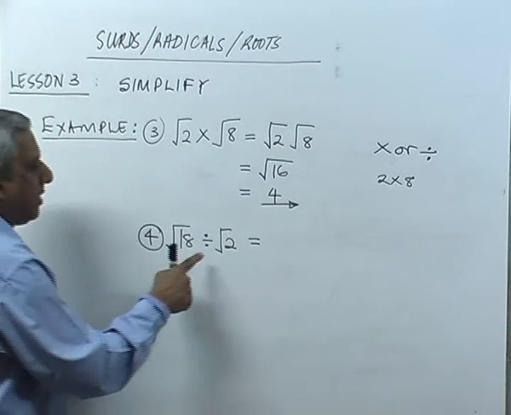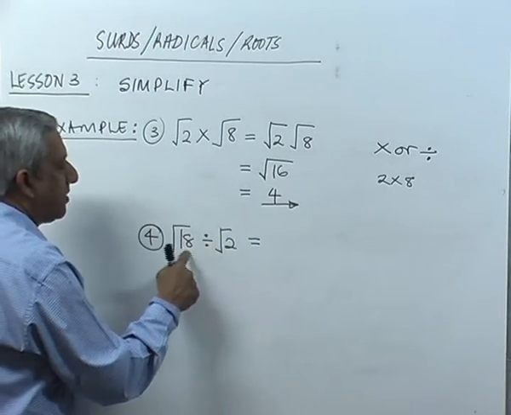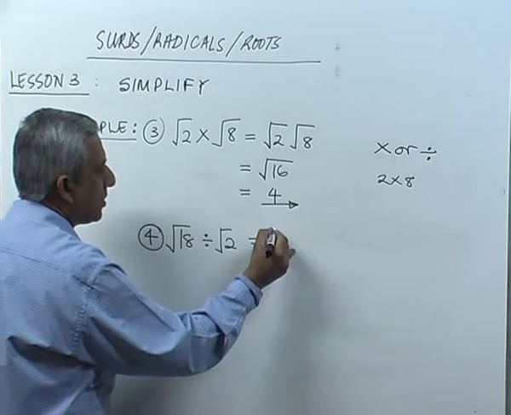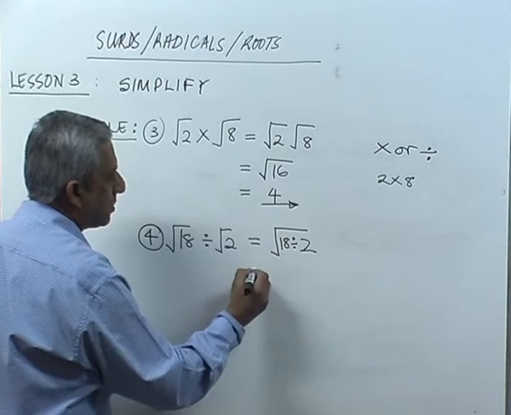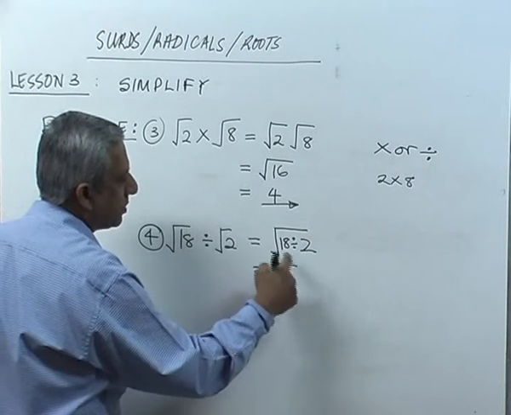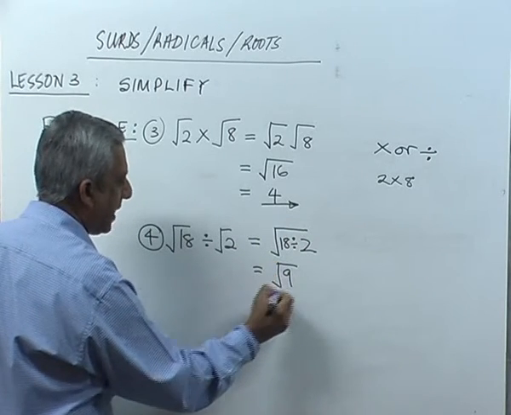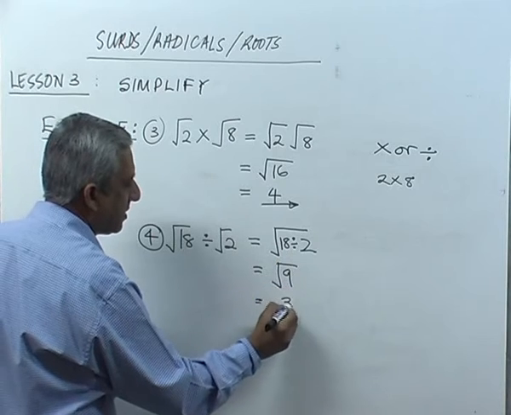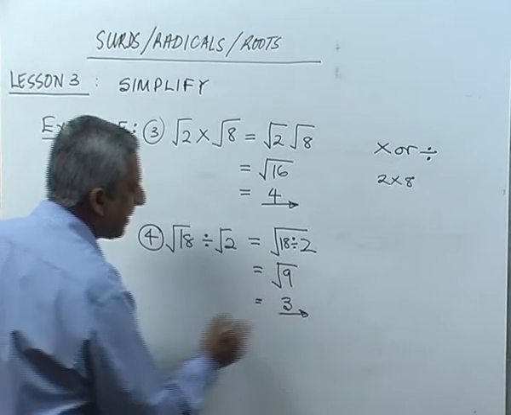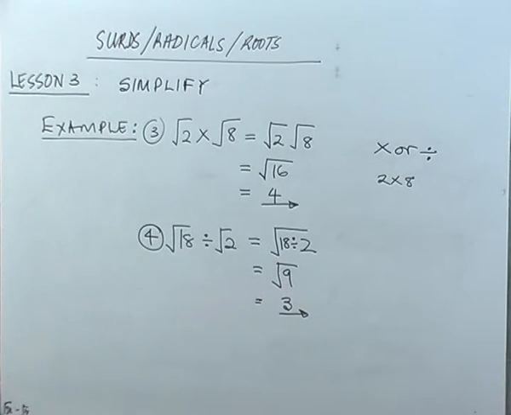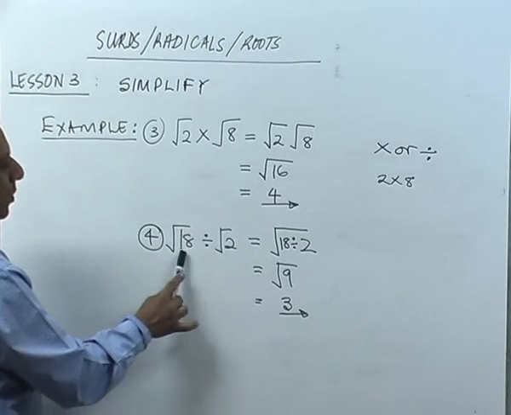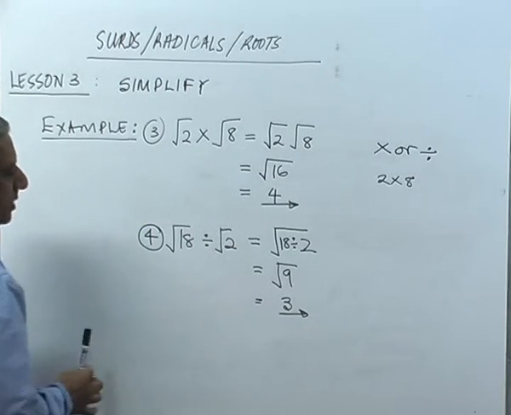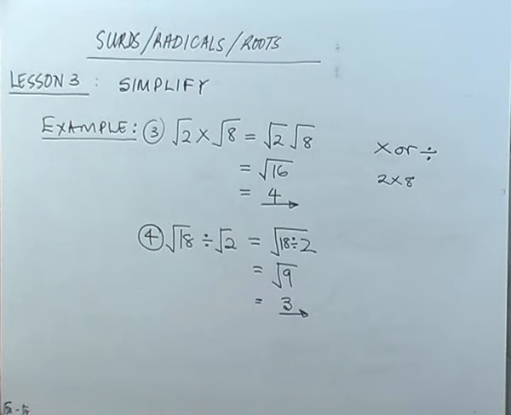Okay, so if it says division, you can divide those numbers. So it will become square root of 18 divided by 2, that becomes square root of 9. And the square root of 9 is 3. Okay, so when there's multiplication and division, you can just multiply the numbers or you can just divide the numbers. Right? I'm going to do one more example, number 5.